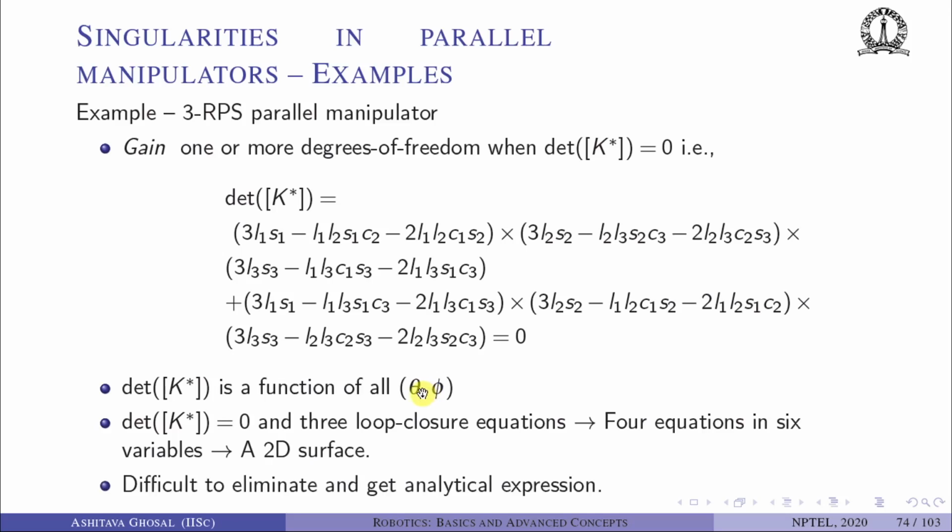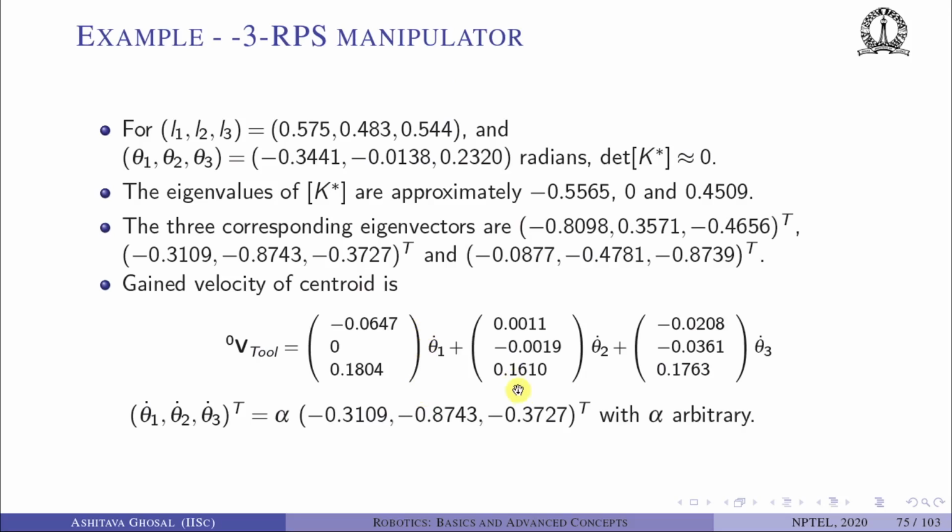Okay, but it is very difficult to eliminate and get an analytical expression of this surface where the determinant of K star is equal to 0 and where the 3RPS manipulator is gaining 1 degree of freedom. Okay, let's do it numerically. So for L1, L2, L3 given by 0.575, 0.483 and 0.544, we can solve for theta 1, theta 2, theta 3, and we get these values: minus 0.34, minus 0.138, 0.2320 radians.